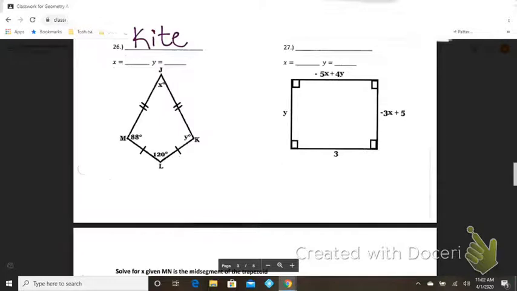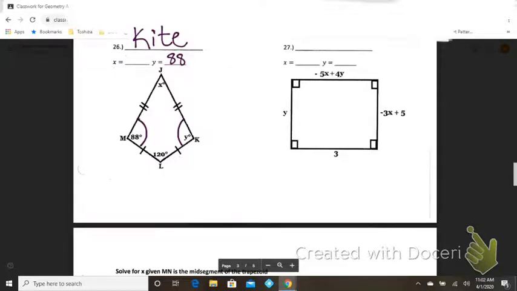So back to 26, we have a kite. I was going to say that finding y is going to be easier because we've got a pair of opposite angles congruent in a kite, but only one pair. And it's the pair that occurs between a pair of non-congruent sides. So these two sides here are not congruent. That angle is congruent to the other angle between two non-congruent sides over here. Okay, so y has to be 88.